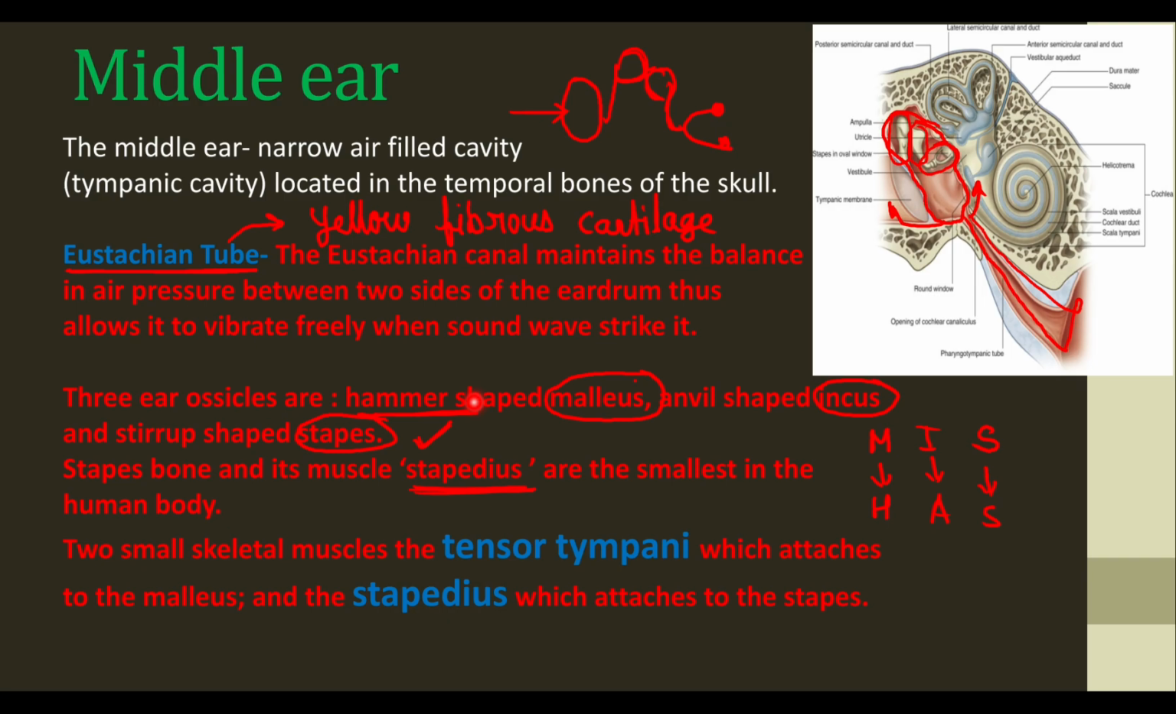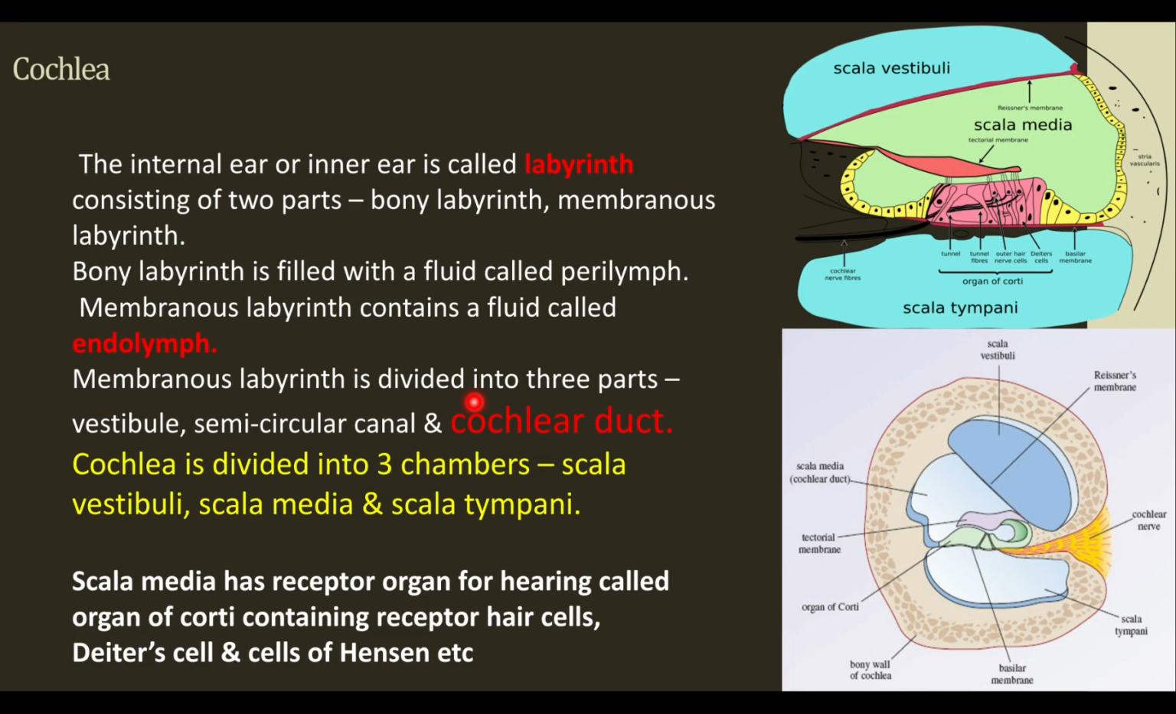And then that amplification comes to the oval window of the internal ear. This is the oval window of the internal ear. So what does the stapes do? It taps the oval window gently, and when it taps the oval window gently, the sound wave enters into the internal ear.